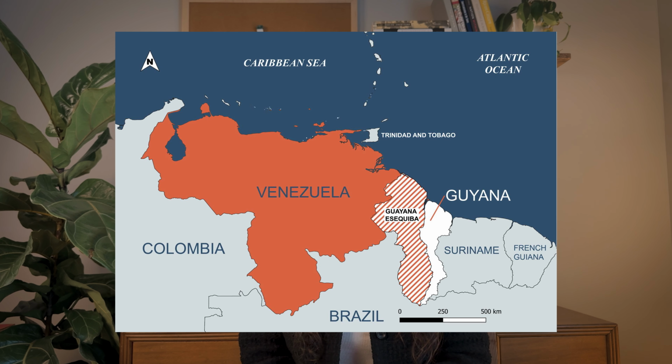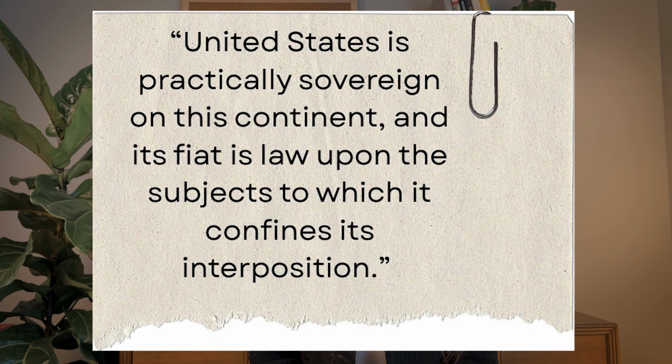In 1895, the Secretary of State, Richard Olney, reinterpreted the doctrine to mean that the US ruled the entire American continent. That year, the US used the Monroe Doctrine to negotiate a boundary dispute between British Guyana and Venezuela. The US Secretary of State claimed, quote, "The United States is practically sovereign on this continent, and its fiat is law upon the subjects to which it confines its interposition." He intended to establish the right of the US to involve itself in any territorial dispute between Latin America and European countries. There was no law that supported this, but President Cleveland decided to run with it.